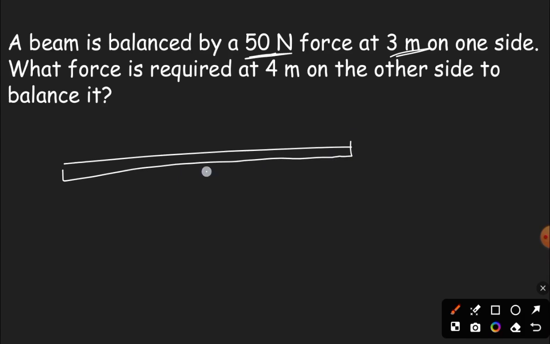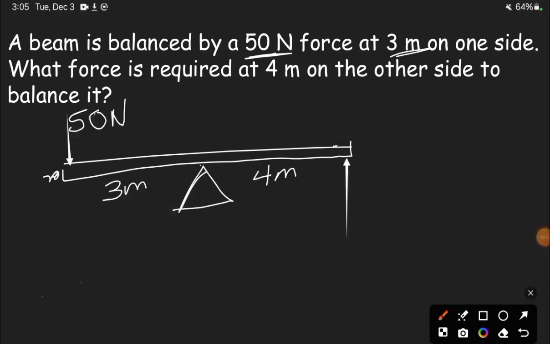Now if it's a balance, definitely you should have a turning point, which is a pivot. Now there's a force of 50 Newton on the left side balancing the beam, and there is this force as well balancing at the other side of the beam. So this force is what we don't know. Now there are some conditions that must be met for the beam to be balanced.